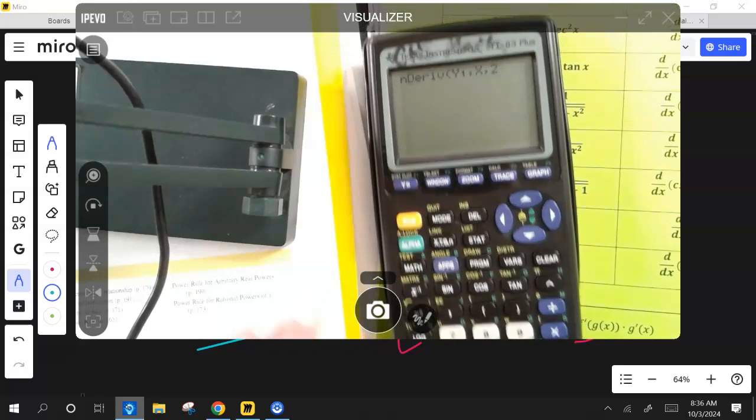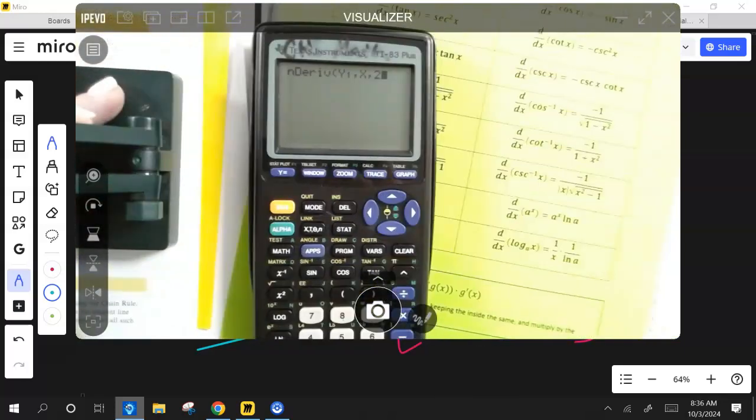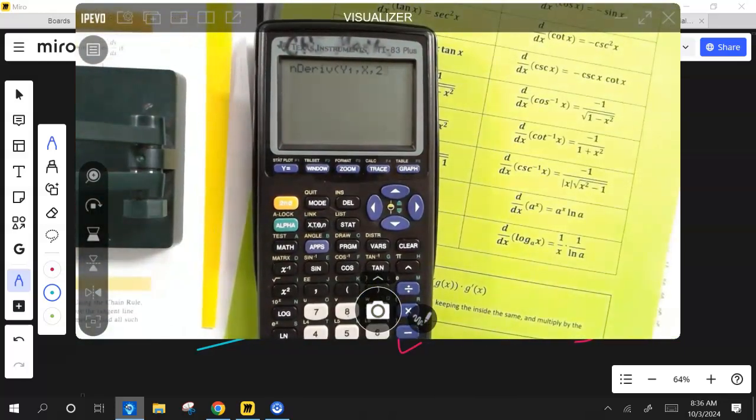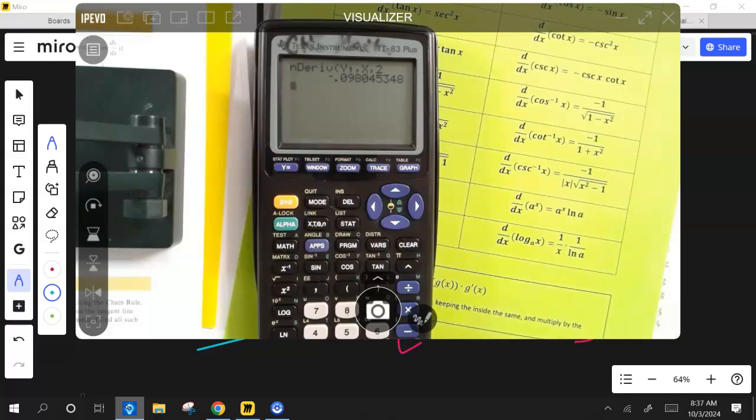Big number. Shouldn't be a big number. It should be like 0.098. Negative. And why is it negative? What did we say from the beginning?